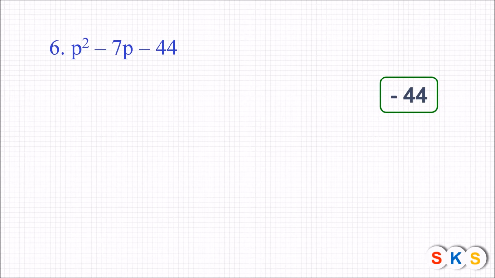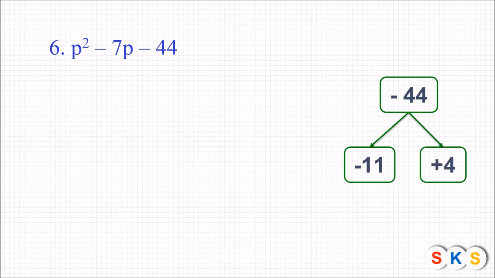So let's see, the two numbers are minus 11 and plus 4. Correct? If I multiply minus 11 with plus 4, we will get minus 44. And when we add minus 11 with plus 4, we get minus 7. So what I'm going to do here is split the middle term. The middle term is minus 7p, which I can write as minus 11p plus 4p. Okay, so I split the middle term.